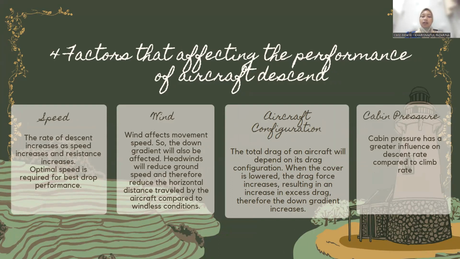3. Aircraft configuration. The total drag of an aircraft will depend on its drag configuration. When the flaps are lowered, the drag force increases, resulting in an increase in excess drag. Therefore, the descent gradient increases. 4. Cabin pressure. Cabin pressure has a greater influence on descent rate compared to climb.